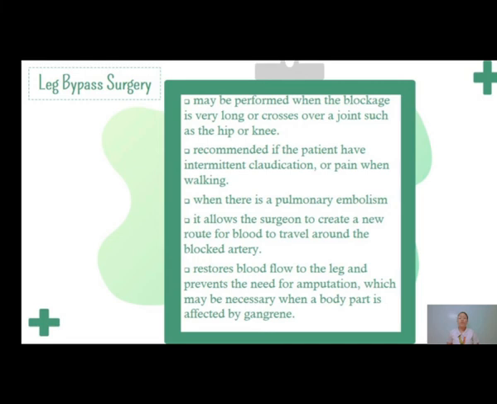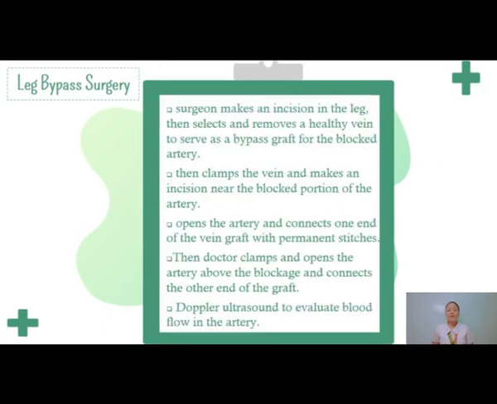This restores the blood flow to the leg and prevents the need for amputation, which may be necessary when a body part is affected by gangrene. So during the leg bypass, the surgeon makes an incision in the leg, then selects and removes a healthy vein to serve as a bypass graft for the blocked artery.